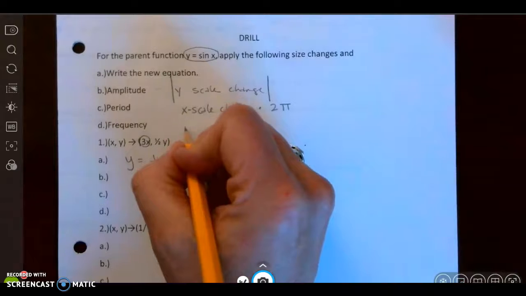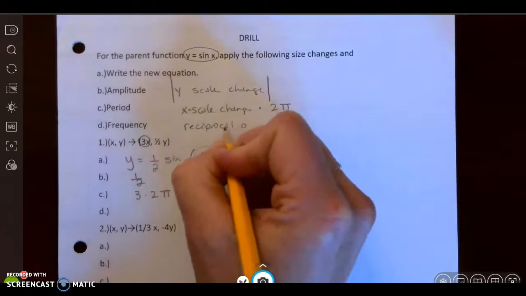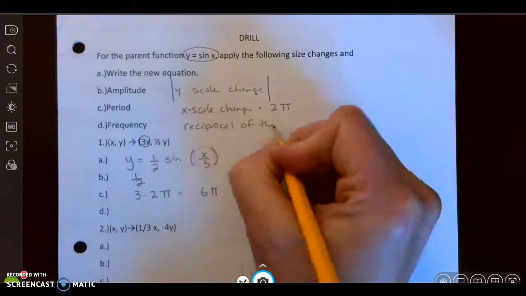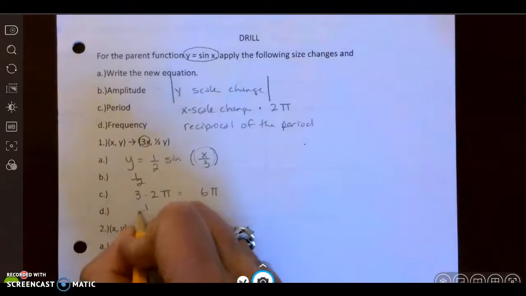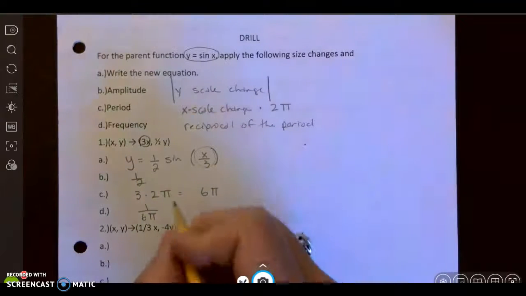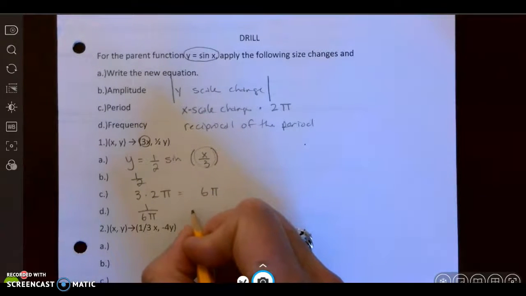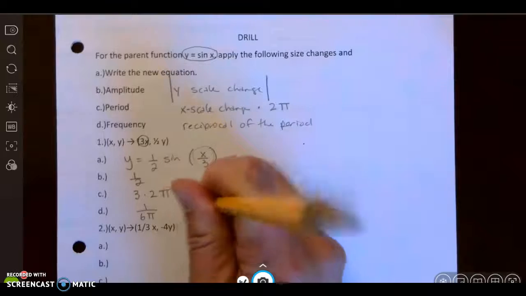And then frequency is the reciprocal of the period. So that would be 1 divided by 6 pi. Make sure you write it that way. Don't write it as 1/6 pi, because 1/6 pi has the pi in the numerator. The reciprocal puts the pi in the denominator. So I just want to clarify that.